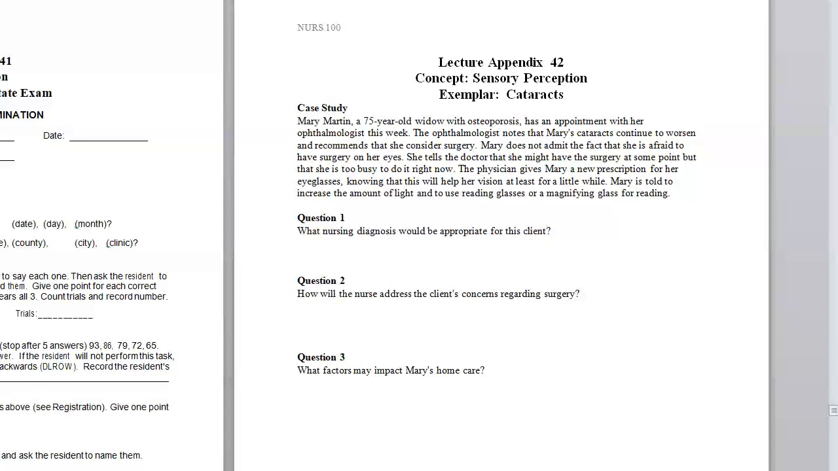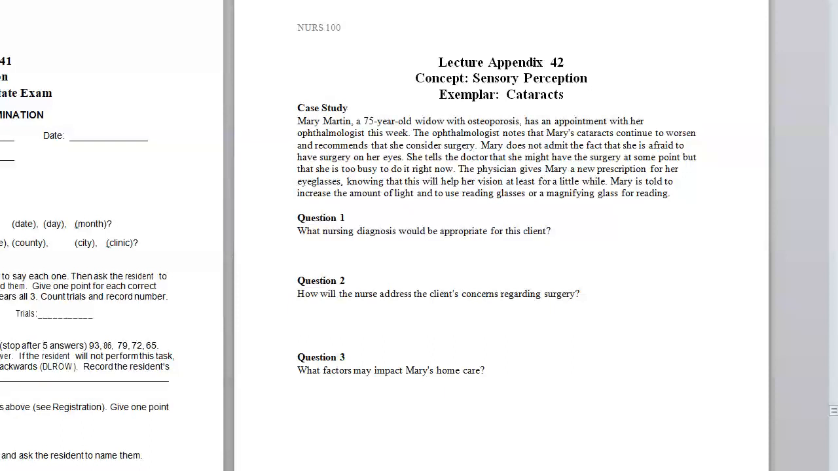Here we have Mary Martin, a 75-year-old widow with osteoporosis, who has an appointment with her ophthalmologist this week. The ophthalmologist notes that Mary's cataracts continue to worsen and recommends that she consider surgery. Mary does not admit that she is afraid to have surgery on her eyes. She tells the doctor that she might have the surgery at some point, but that she is too busy to do it right now. The physician gives Mary a new prescription for her eyeglasses, knowing that this will help her vision at least for a little while.